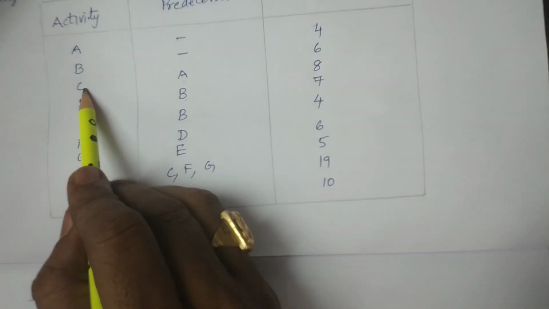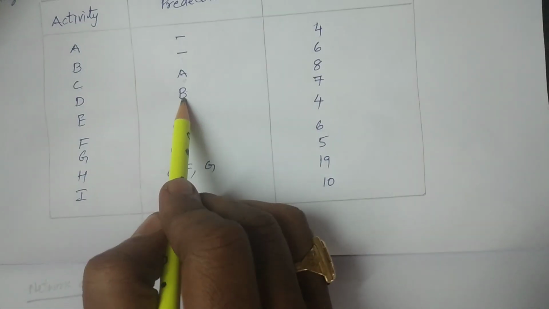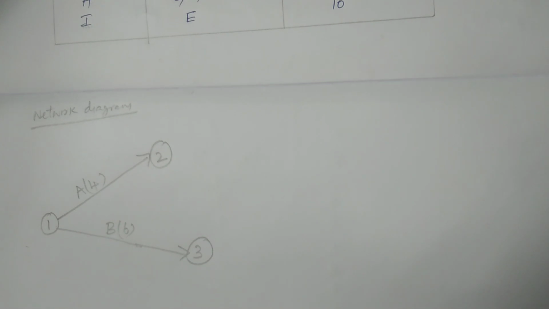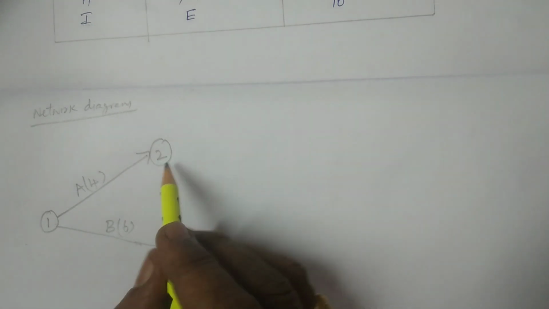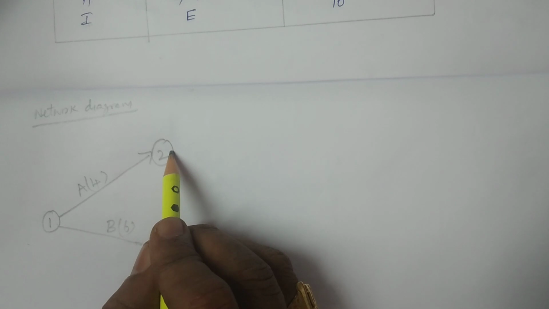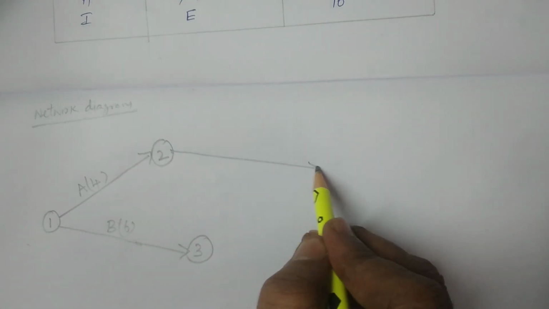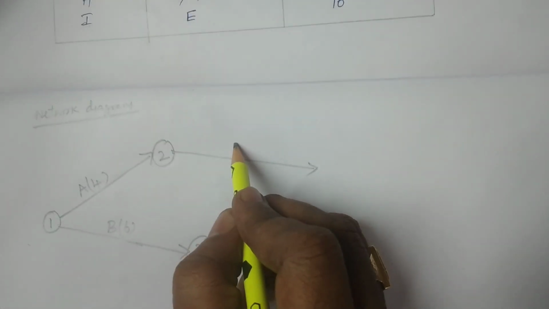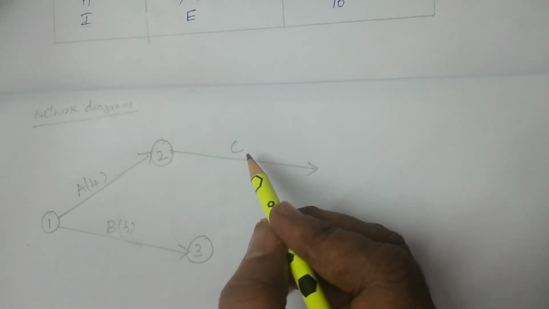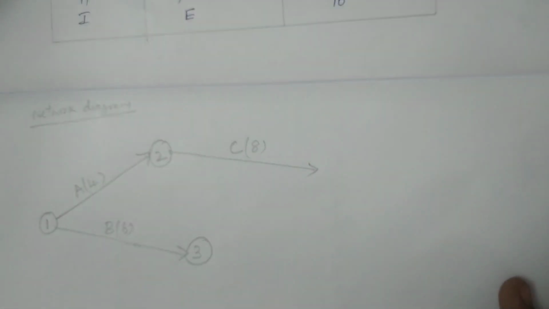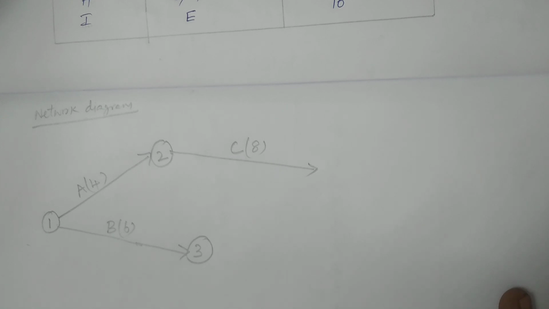Before C, A should be finished. Before D, B should be finished. So after A, I'm drawing another activity C, and after B, I'm drawing D. So another activity I'm considering from here to somewhere. I don't know yet which activity is going to be started there. This is activity C, and the duration for C is 8 months.